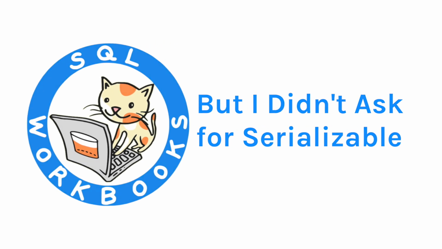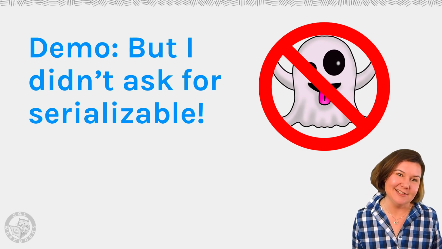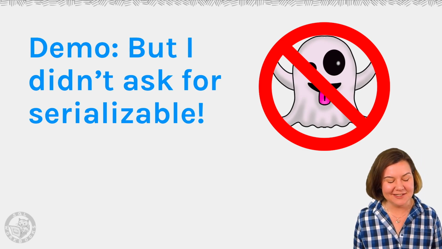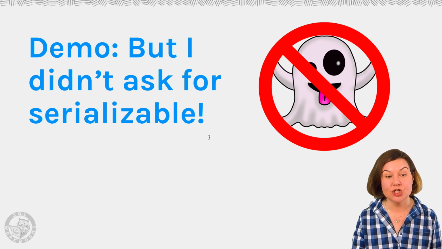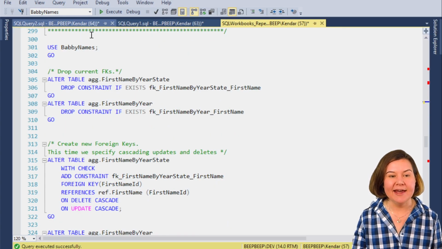There are times where you may get serializable even if you do not ask for it. I did not order the serializable isolation level, but I may get it, and this is actually quite easy to show. We will be looking at foreign keys and cascading updates.